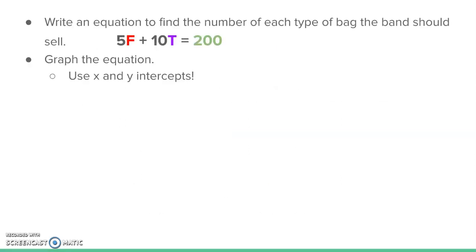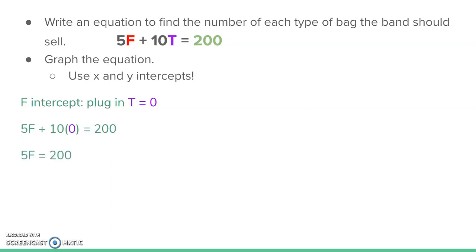Great. Now that I have an equation, let's do the second part, and let's graph that equation. Because this is in standard form, I want to use the x and the y intercepts to help me graph. A reminder, to find the x and y intercept, or actually in this case the F and the T intercepts, I want to plug in 0 for the other coordinate. So to find the F intercept, I'll plug in T equals 0. That gives me 5F equals 200, which of course means that F must be 40. Whenever T is 0, when I have 0 10-pound bags, I must have 40 5-pound bags.